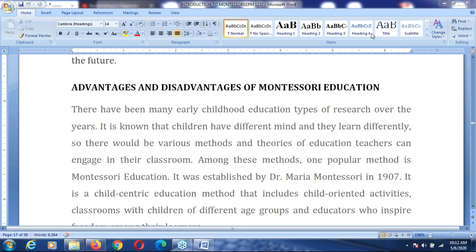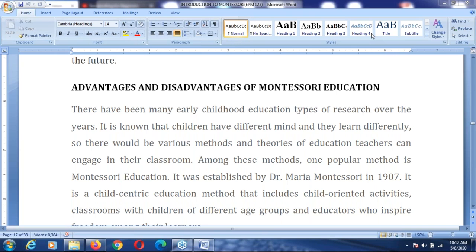One advantage of Montessori education: it provides hands-on learning. It gives the learners the opportunity to practice, design, and construct the learning experiences. When the teacher is teaching, the children have the material with them, practicing whatever the teacher is demonstrating to them.